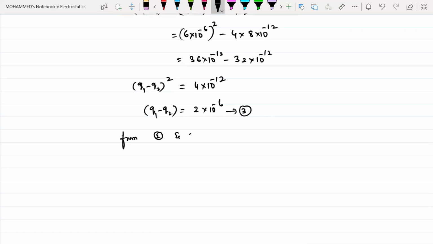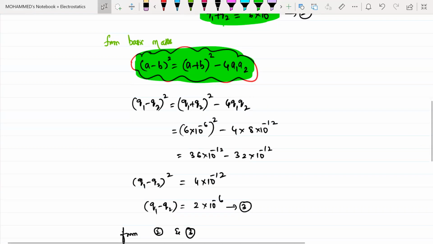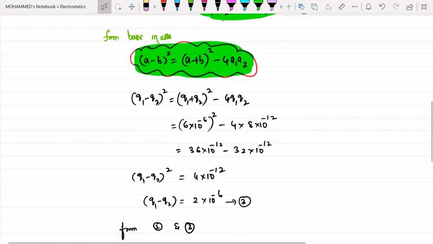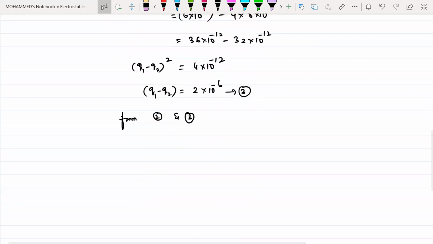From 2 and 3, isn't it? So what I can write now, beta, is Q1 minus Q2 is this much and Q1 plus Q2 is 6 into 10 to the power of minus 6. Can you get me the value of Q1 and Q2 from this? Because we have Q1 plus Q2 and Q1 minus Q2, both of them we have. See how much I'll be getting.